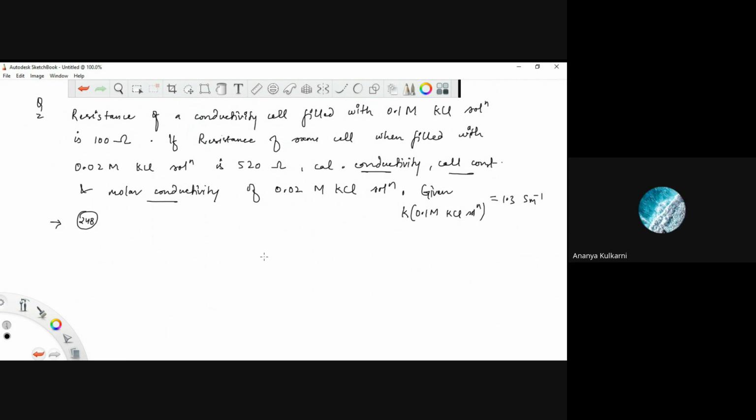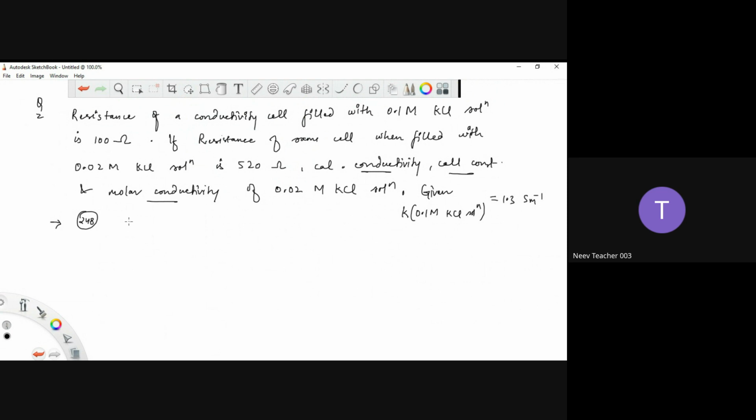Conductivity is 0.00248. Okay. Wait. So what can we do? The resistance of a conductivity cell filled with 0.1 molar KCl solution is 100 ohm.